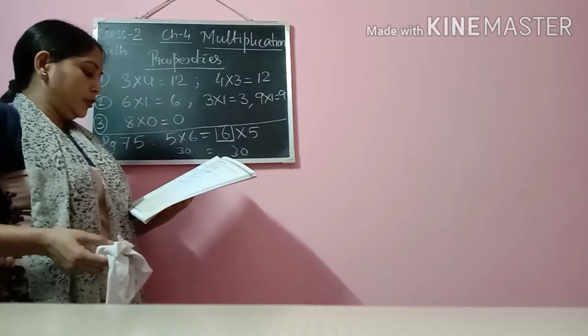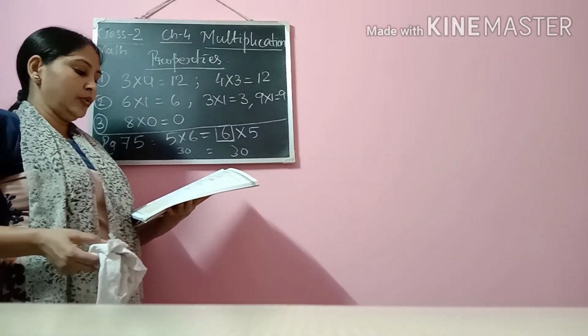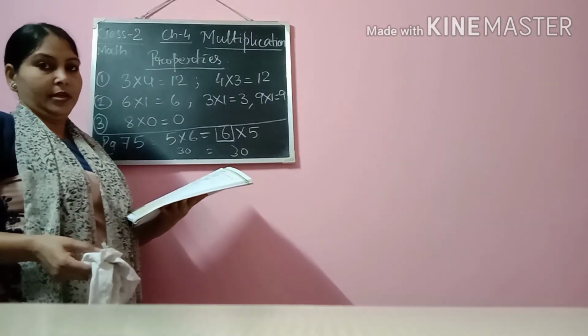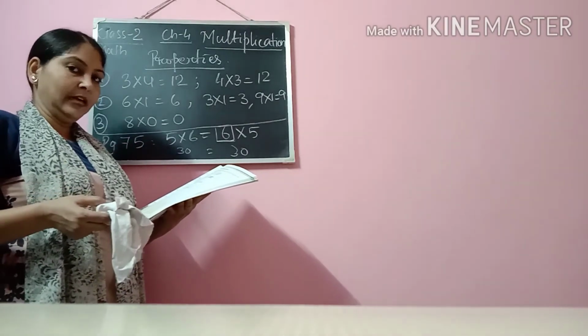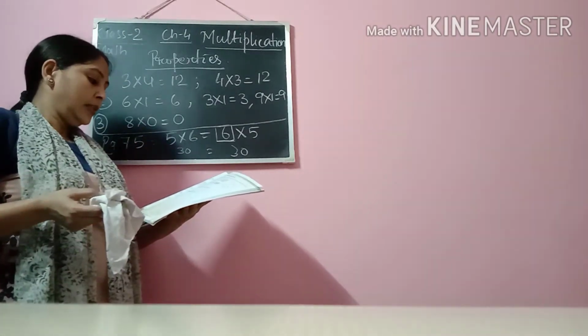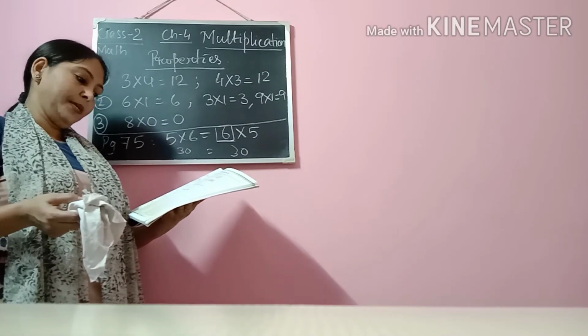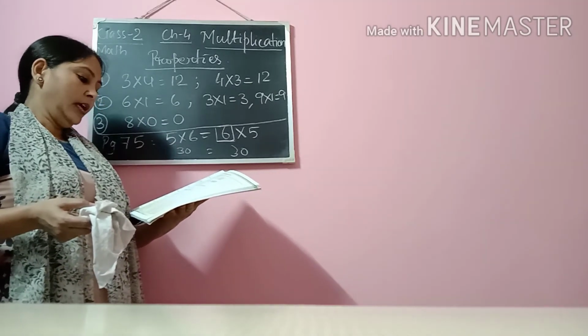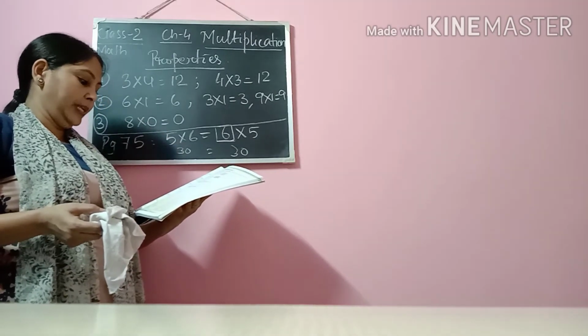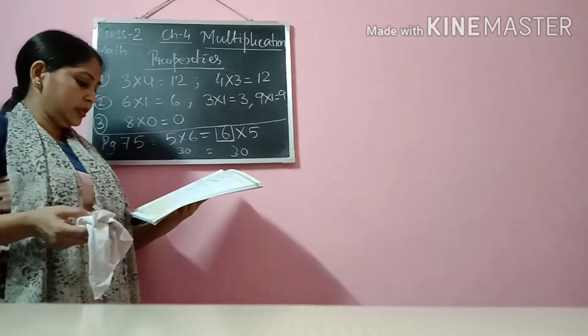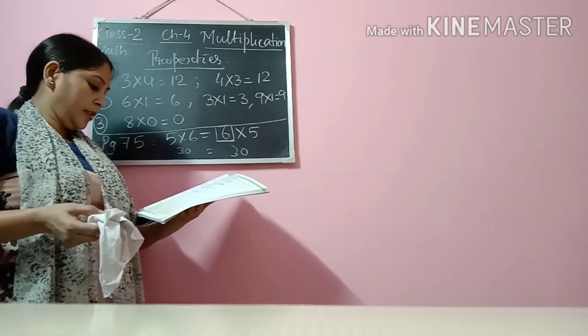Then the second one also, 23 into dash is equal to 25 into 23. So just see which number is missing and you put that number. Then the third question is also based on that. Fourth question is also based on the first property. Fifth is also based on the same property. Okay.